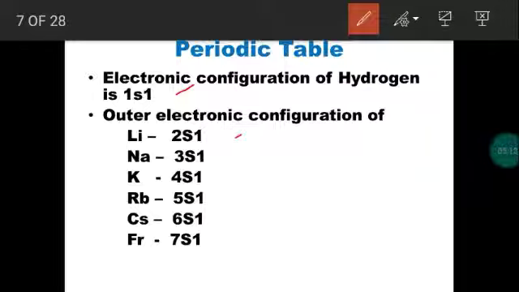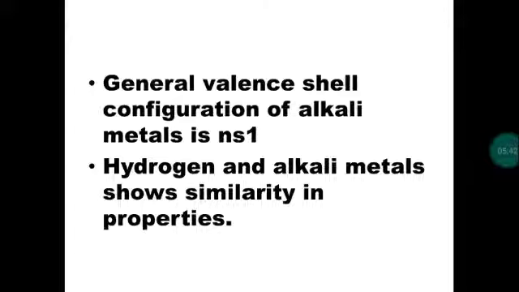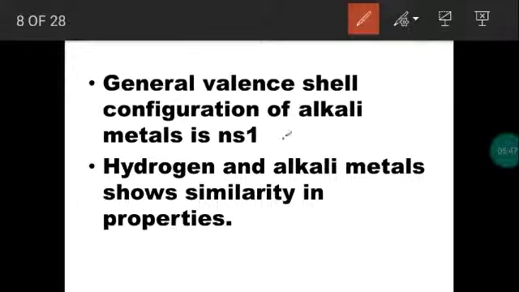So when we consider the outermost electronic configuration of each element in group number 1, that means alkali metals, lithium has outermost configuration 2s1, sodium 3s1, potassium 4s1, rubidium 5s1, cesium 6s1, francium 7s1. So the outermost shell has one electron. So one electron is present in the s orbital of the outermost shell. So generally we represent the valence shell configuration of alkali metals as ns1.